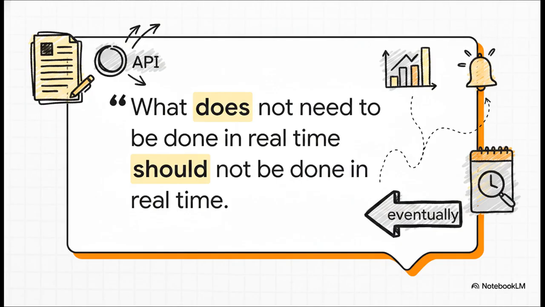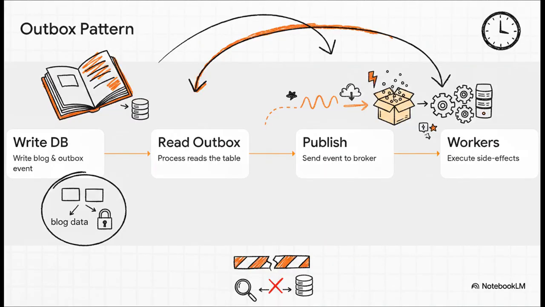Internalize it. Your user only cares that their blog was saved and that the API felt snappy. Everything else, the analytics, notifications, search indexing, that can all happen eventually. And you know, that word, eventually, is the absolute key to horizontal scalability. To actually delegate this work safely, we use the transactional outbox pattern.